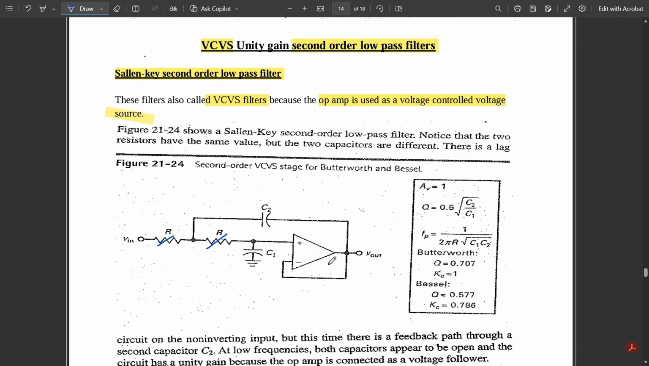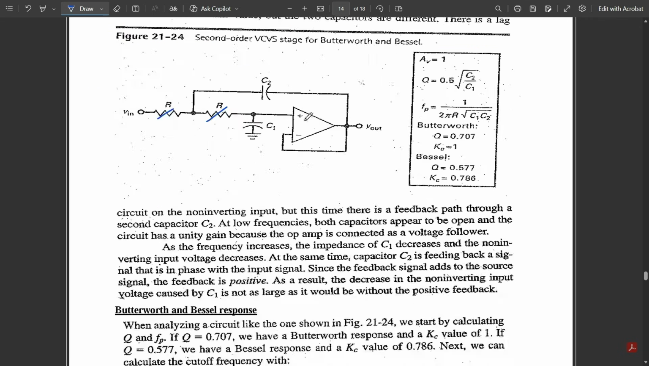There is a lag circuit on the non-inverting input. This is the non-inverting input and this is the lag circuit which they have mentioned here. But this time there is a feedback path through the second capacitor C2. You see here, through the second capacitor C2 we have one feedback path in between the two resistors. At low frequencies both the capacitors appear to be open and the circuit has unity gain because the op amp is connected as a voltage follower.